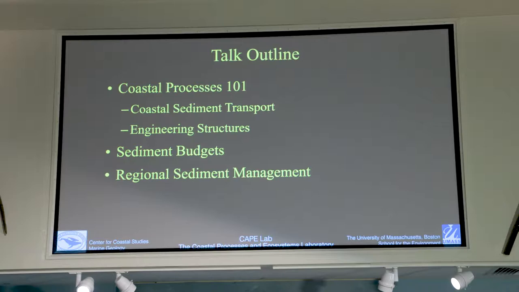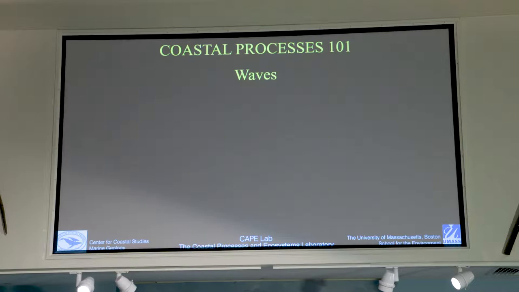So we start with waves. Waves run the show, right? No waves, no erosion for the most part. Storms, things like that. And it's important to remember what we're talking about when we're at the coast. A cubic meter of seawater, which is about the size of a stove, right, weighs 1 metric ton. So there's a lot of mass at the coast, right? There's a lot of energy at the coast.